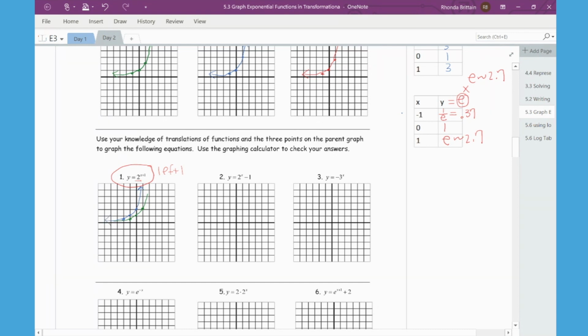This lesson would also be a great way to work in domain and range and to determine which transformations affect the domain and range for these exponential graphs. So now it's your turn to practice on the remaining questions 2 through 6.